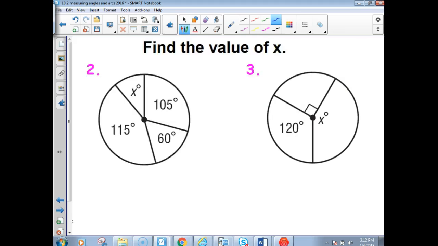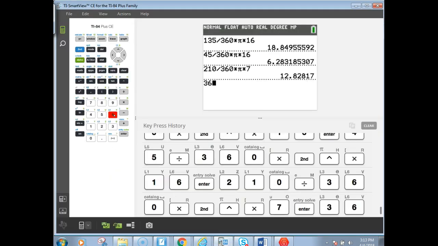Okay, number 2. Find the value of x. What we need to remember is all of the central angles in a circle add up to 360. So you could set up an equation or you could just start subtracting. What do you think you would do? Subtract? Okay, so you would say that x is equal to 360 and then start subtracting out the angles. And it doesn't matter what order you subtract them. That's one way to start it off.